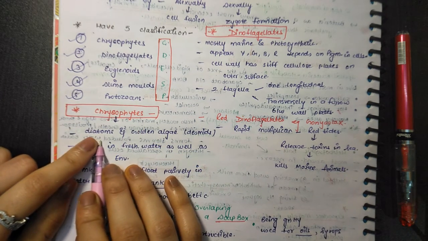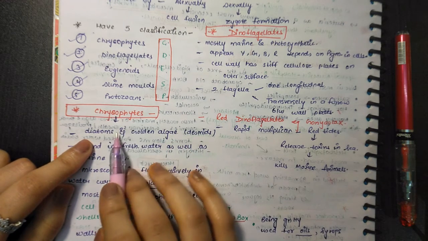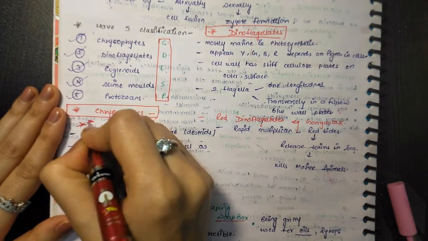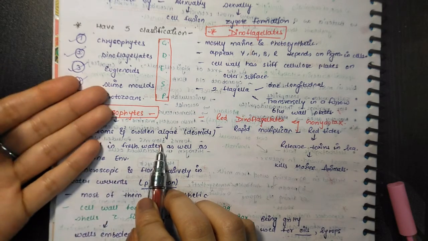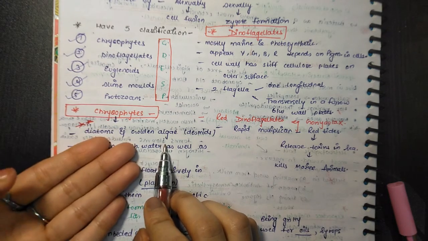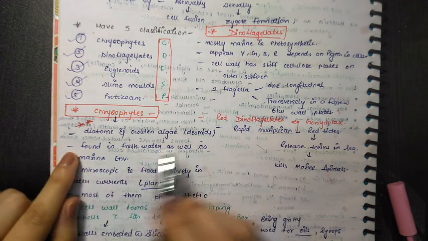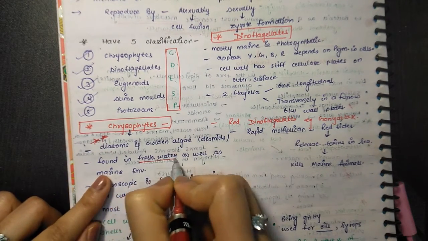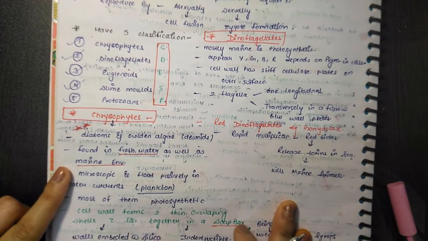Now coming to the chrysophytes, the first one. Chrysophytes contain diatoms and golden algae, desmids. This is important, it used to come as an example, you can star mark here. Golden algae is also known as desmids. First point, they are found in freshwater as well as in marine environments.